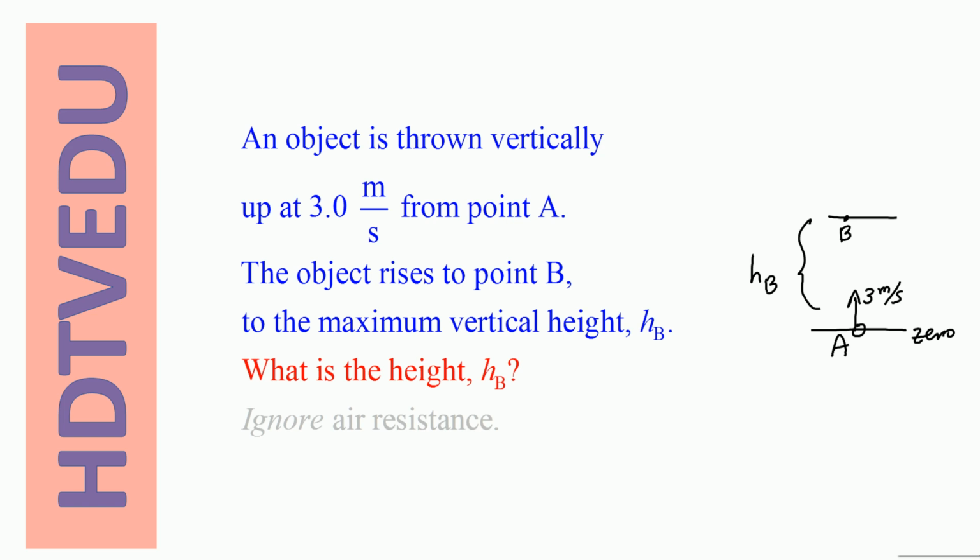An object is thrown vertically up at 3 meters per second from point A. The object rises to point B, to the maximum vertical height HB. What is the height HB?